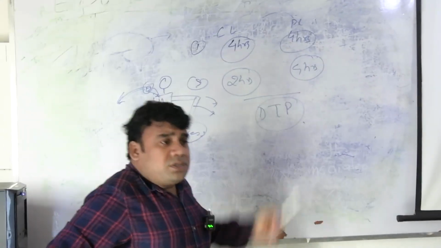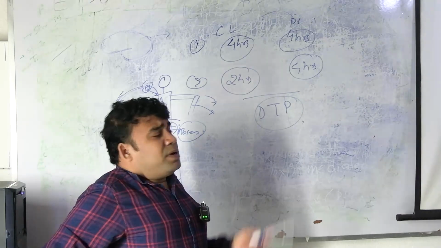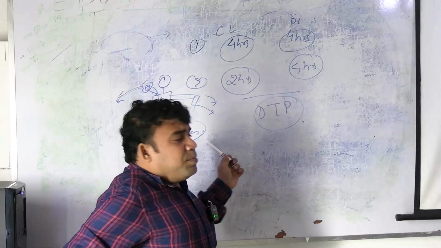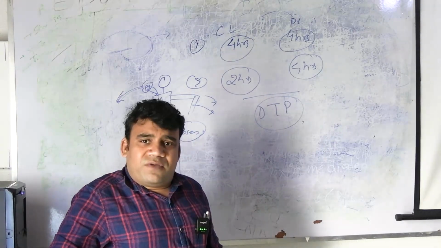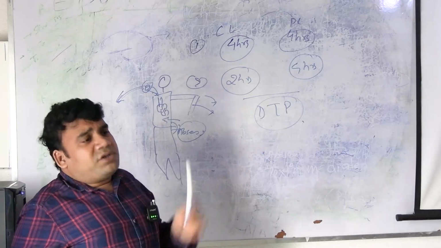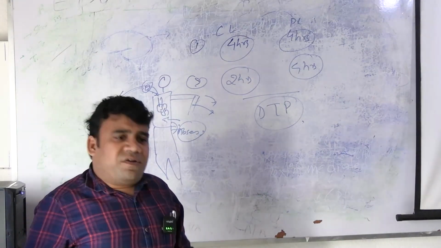So in this scenario, what will happen? Because the number of organisms is higher in the central line, the blood sample taken from the central line side will have a higher number of organisms as compared to the blood sample taken from the peripheral line. Hence, the bottle in which the blood from the central line is placed will flag positive earlier than the peripheral line.